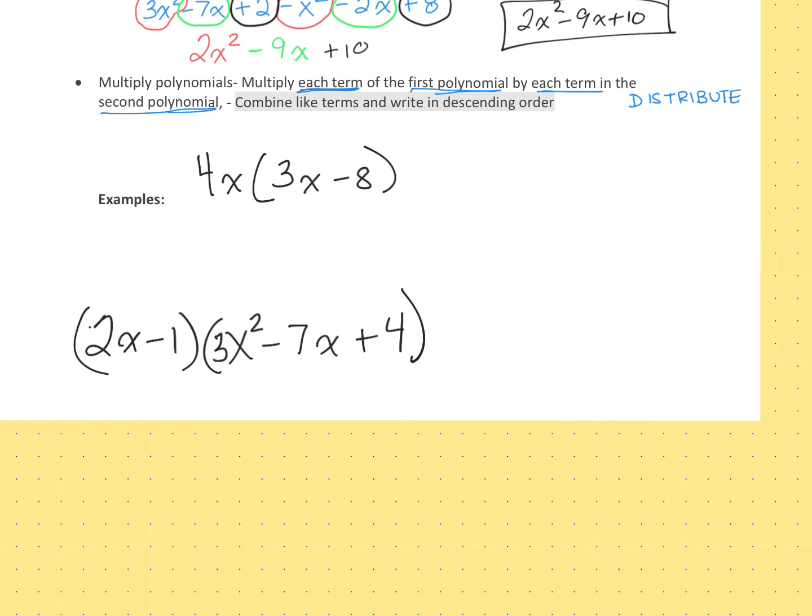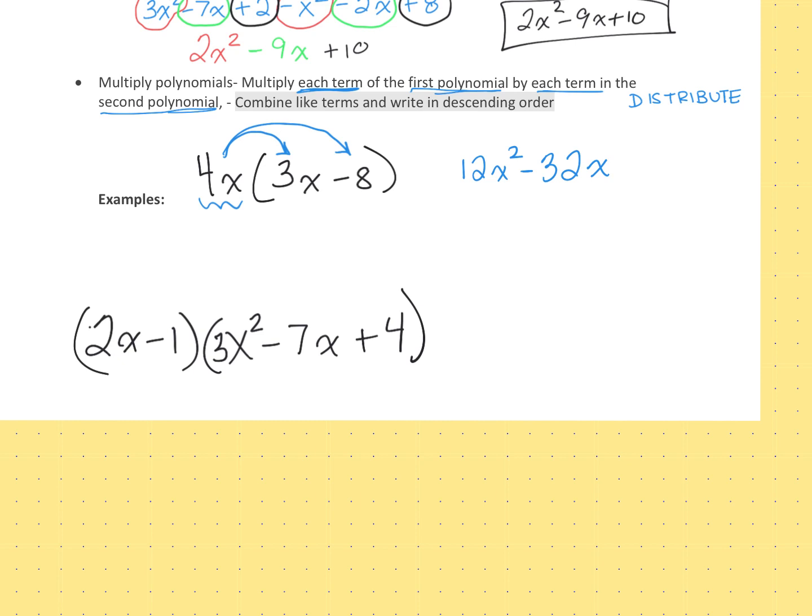Then we're going to collect like terms, and then we're going to write it in descending order. So in this case, this is a monomial, one term, and we're going to distribute it here. So 4x times 3x is 12x squared, and 4x times negative 8 is negative 32x. And that is in descending order, and there are no like terms to be added.